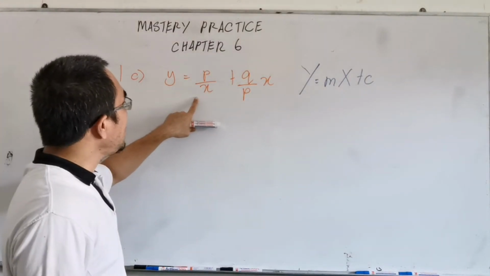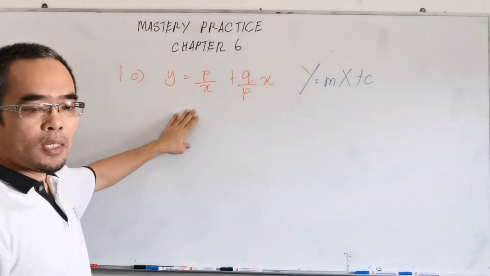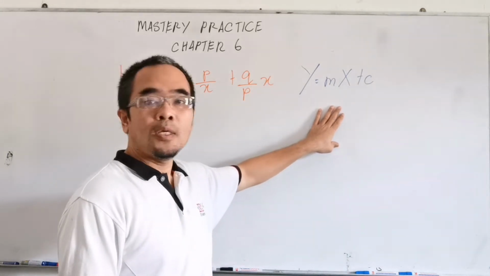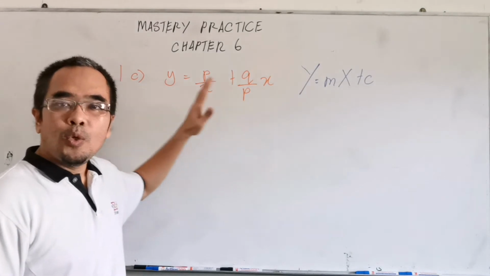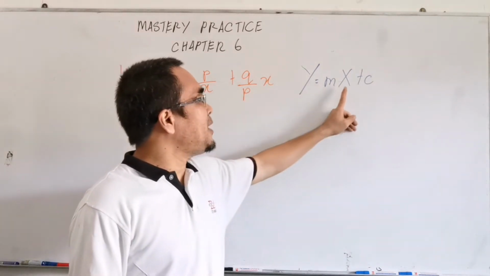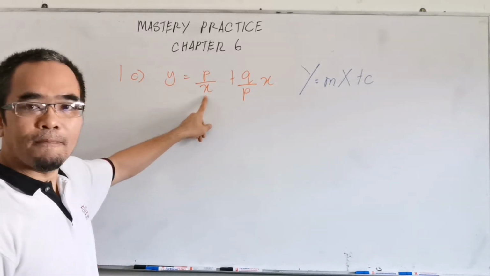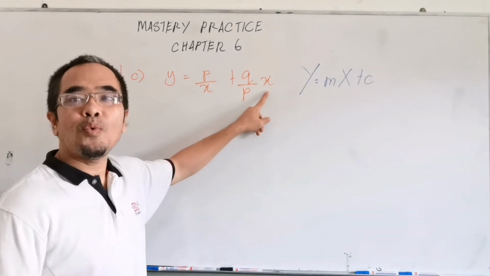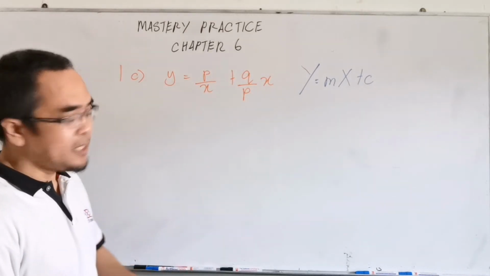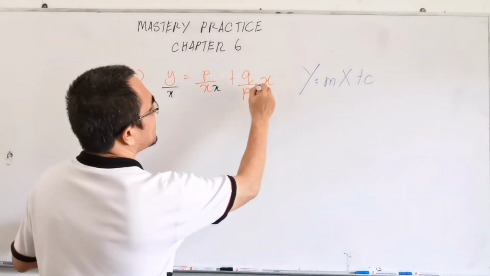Okay, 1c, y equals p over x plus q over px. How do we transform this into y equals mx plus c? What you have to make sure is that you multiply or divide in such a way that there is only one x left. There are two x's here, one here, another here. How can you eliminate one of them? For example, if I want to eliminate this, I will divide all by x, then write x on the side here, then you can cut it.